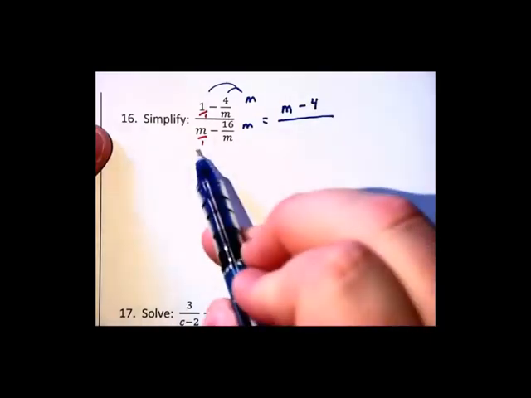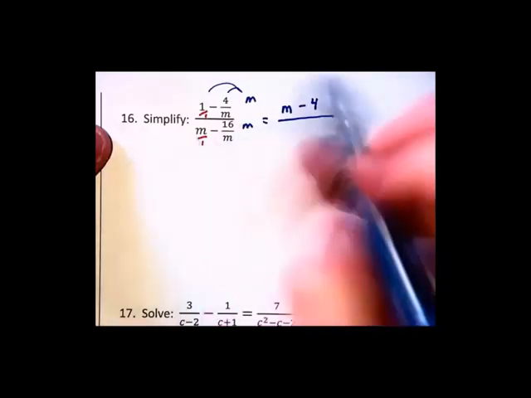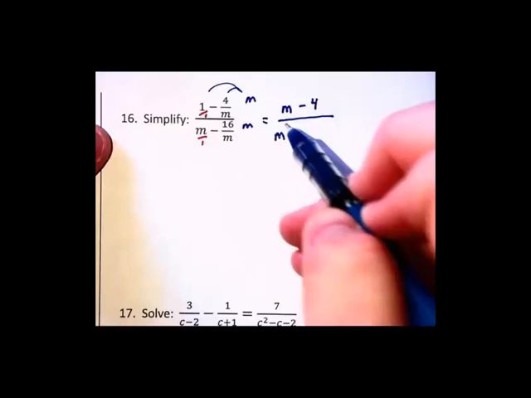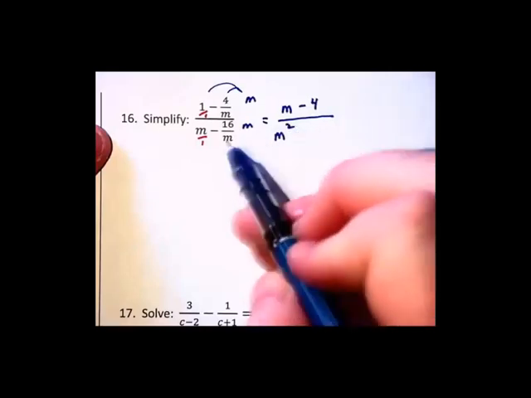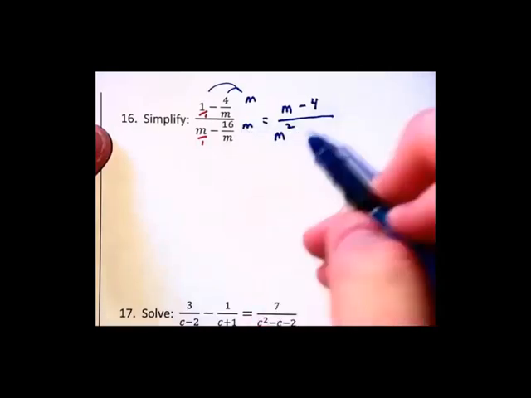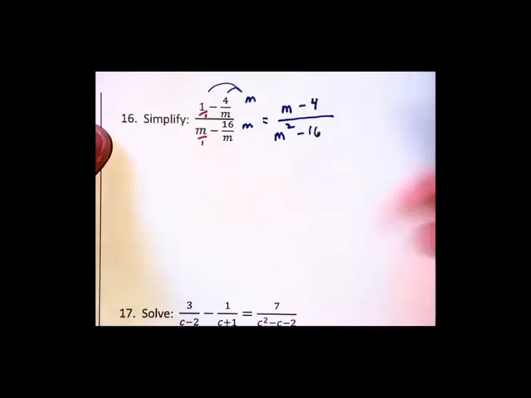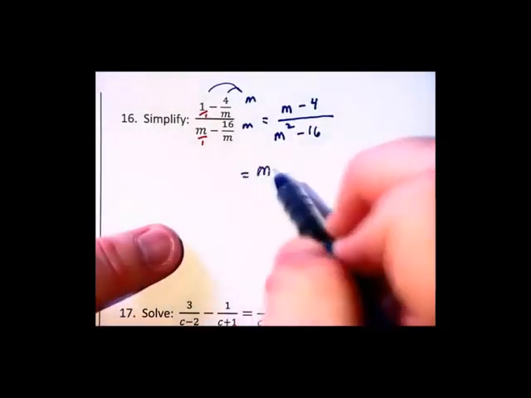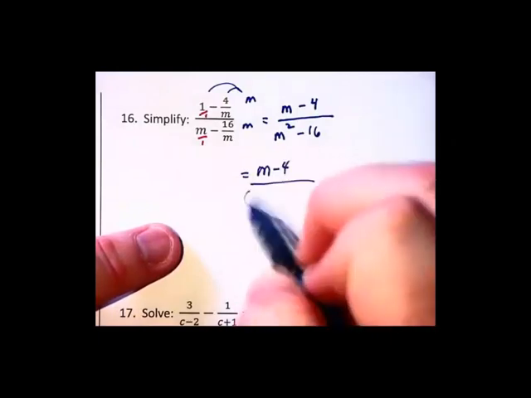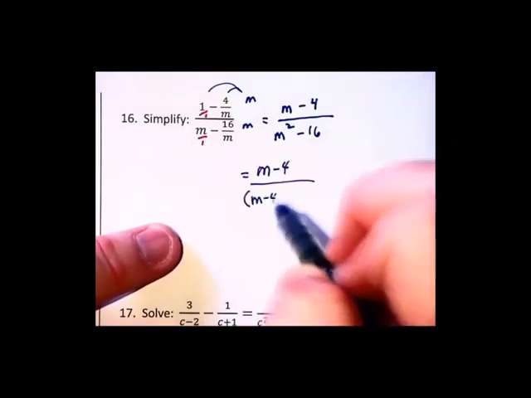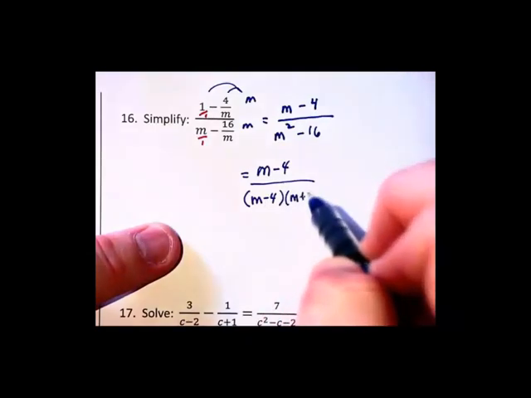Down below, nothing to cancel with, so m times the m that distributes to it, giving m squared. Bottom right, the m's cancel, leaving minus 16. And you can kind of see what's happening next. We keep the m minus 4 in the numerator. The denominator factors into m minus 4 times m plus 4.